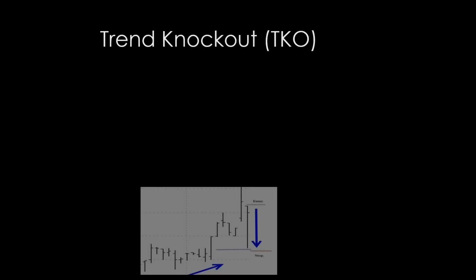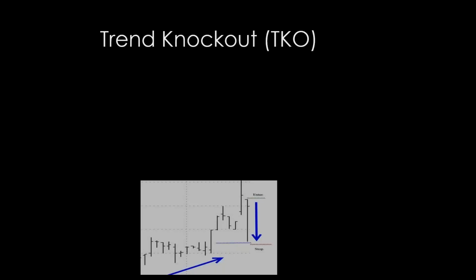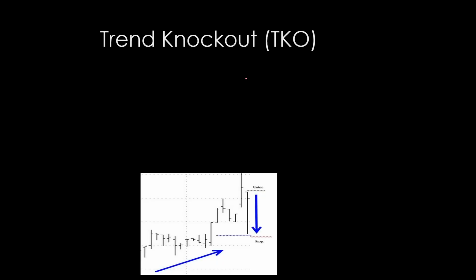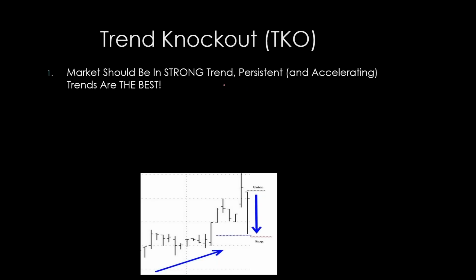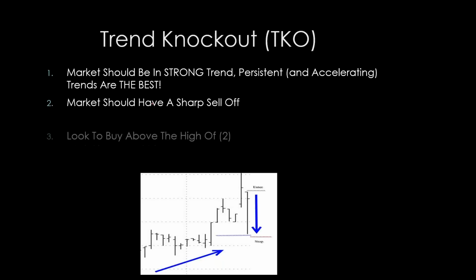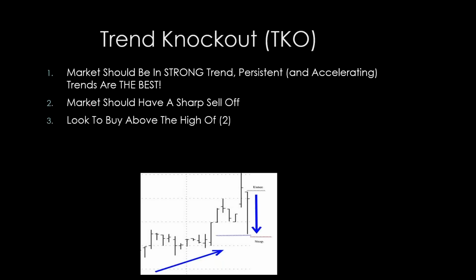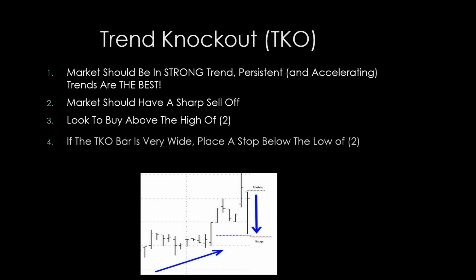Now, let's get back to a price-only pattern. This is probably my all-time favorite pattern, especially when you combine it with persistency. And all we're looking for is one, a strong trend, and two, a knockout type of move. And I'm going to walk you through that in one second. So again, strong trend, a sharp sell-off, and you're looking to buy above that sharp sell-off.